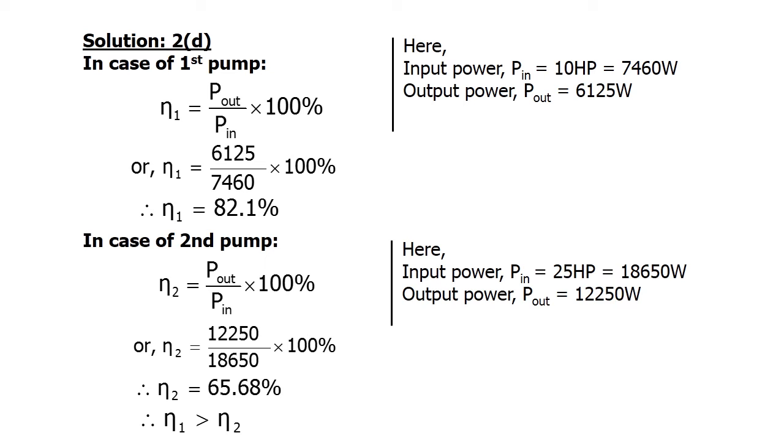Putting the values of P out and P in, we get the efficiency of the second engine as 65.68%. So from the calculation we can decide that the efficiency of the first pump is more than the efficiency of the second pump. So the first pump is more effective than the second pump.